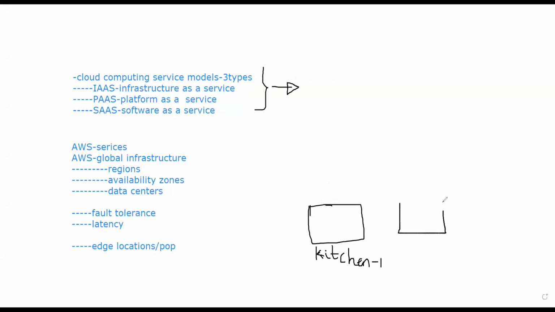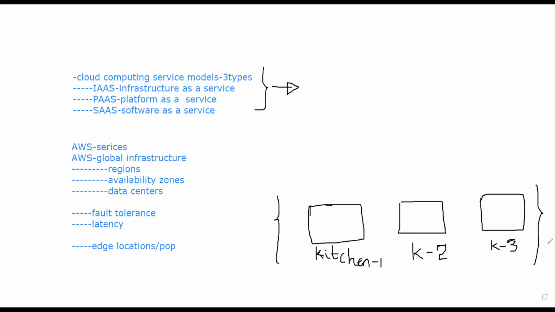Kitchen 2. And kitchen 3. Just to help you understand, I'm giving some simple layman's-term examples, and then we can connect them to our technology. Let's say there's a kitchen 1, kitchen 2, and kitchen 3.